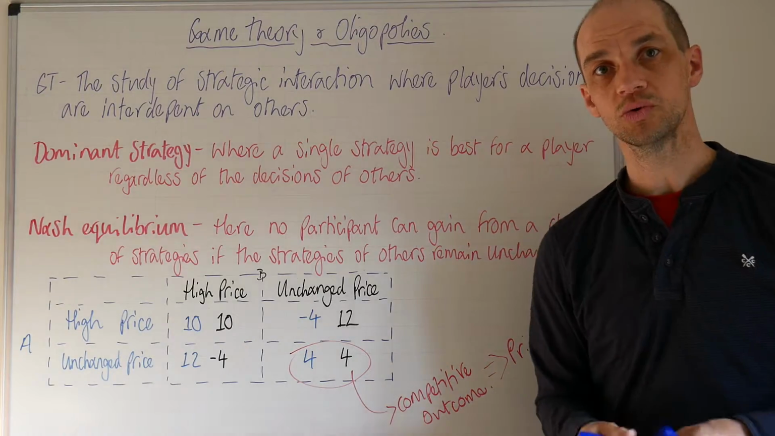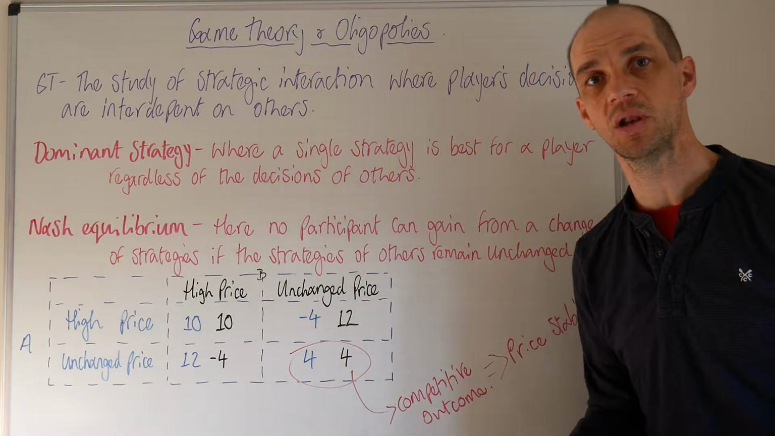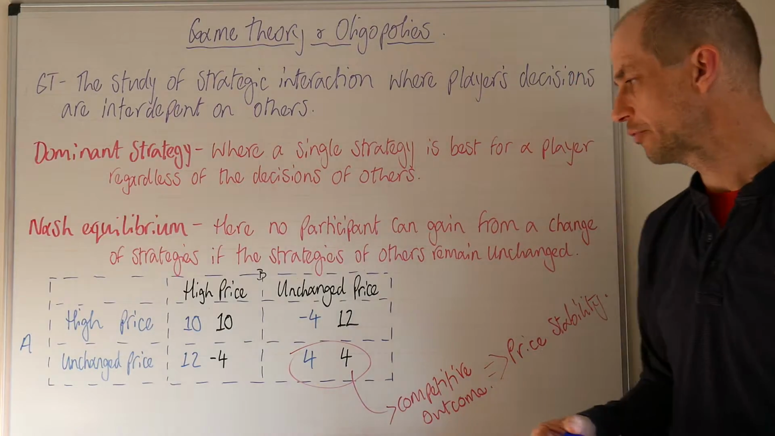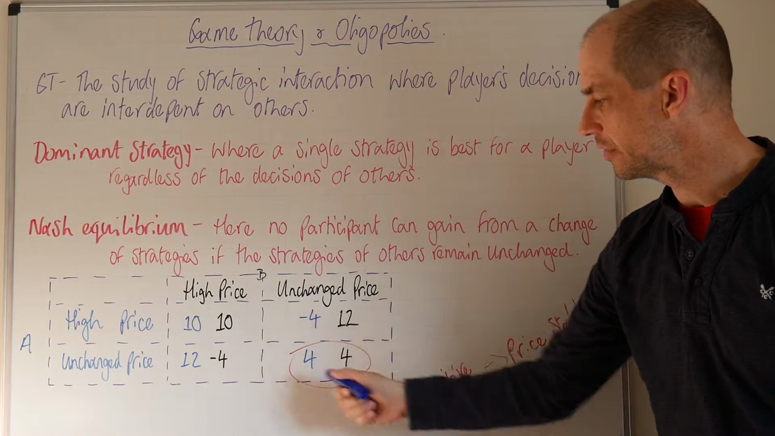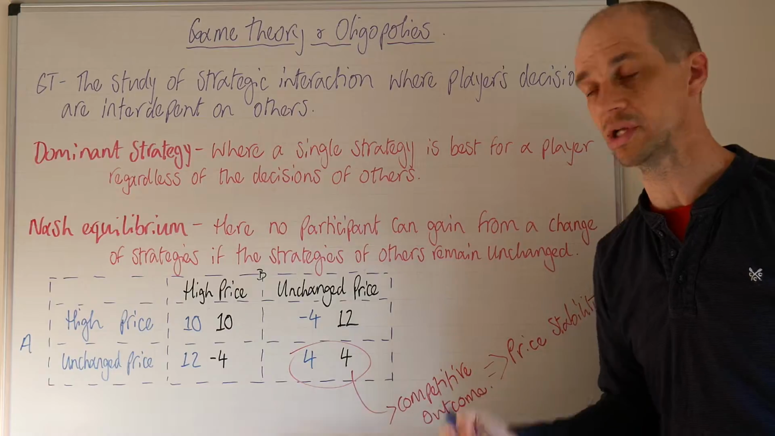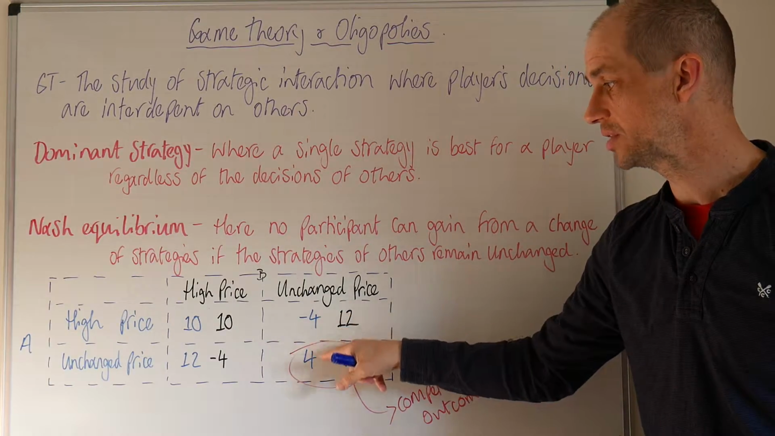Now, what's also interesting about this point is that this would become a stable equilibrium. Why would it become a stable equilibrium? Well, if we just think about Airbus's decisions here, if they know that Boeing are going to continue not to change their prices, what incentive do they actually have to raise their price?